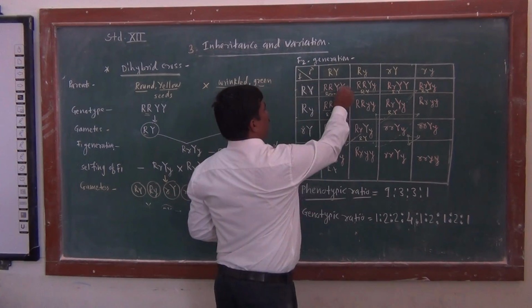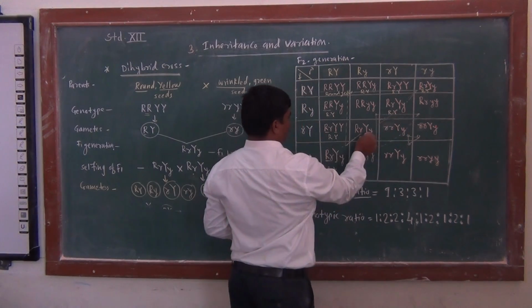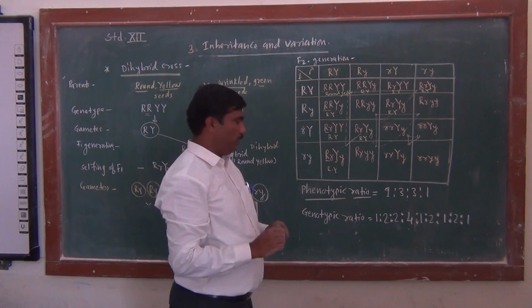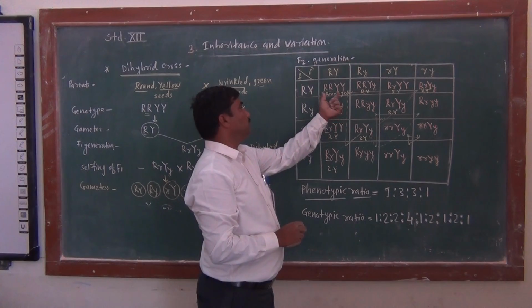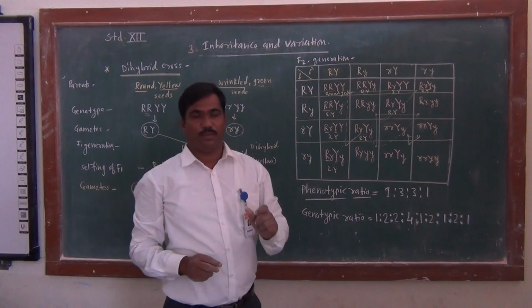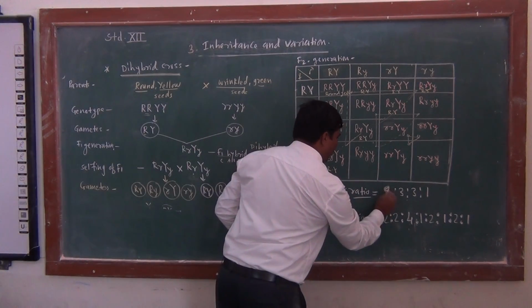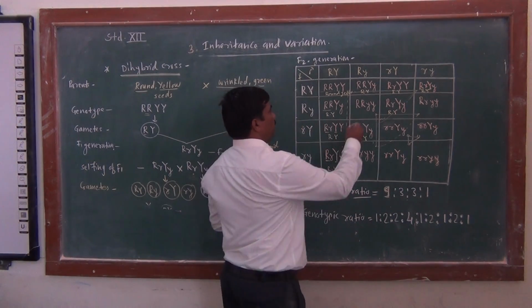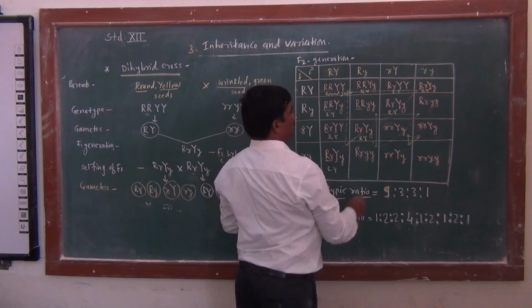Okay. So 1, 2, 3, 4, then 5, 6, 7, 8 and 9. 9 individuals we get. These are the ones having seeds that are round and yellow in color, the seed having round shape and yellow color. So these 9 individuals we write here. The phenotypic ratio of this is 9.